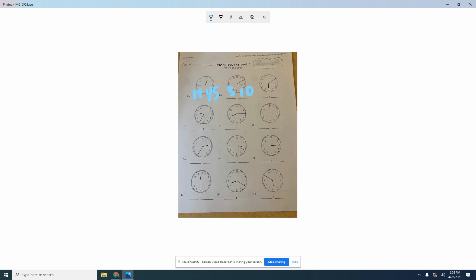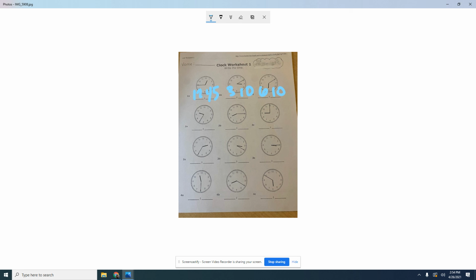Next, I'm going to do 1C. Again, I'm going to start with my hour hand. I'm going to look at the hour, and I want to go back to the one before if it's in between. So if we look at the 6 and the 7, it is slightly in between. So we want to go back to the 6. So our hour is 6. Then I want to skip count by 5s to get to my minute hand. I'm going to start at the 12, which is 0. So 0, 5, 10. My minute hand ends at the 2, which stands for 10. And that time is 6:10.